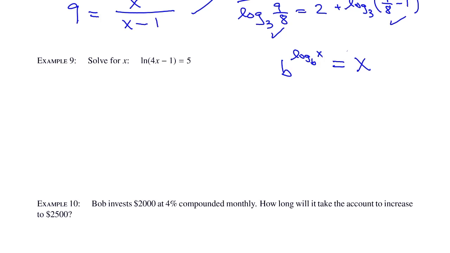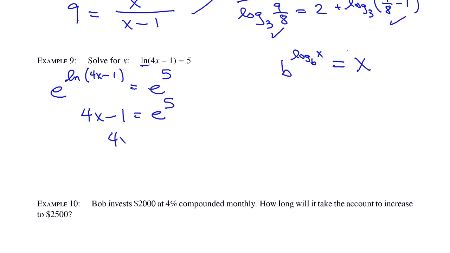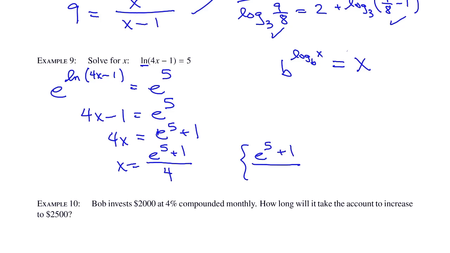We have a natural log of 4x minus 1, so I'm going to make that the exponent of e. So e raised to the natural log of 4x minus 1 is 4x minus 1. That equals e to the 5th. And then I'm just going to move the 1 over and then divide by 4. And so the solution is e to the 5th plus 1, divided by 4.